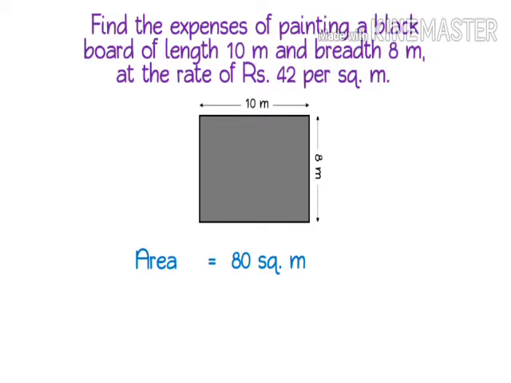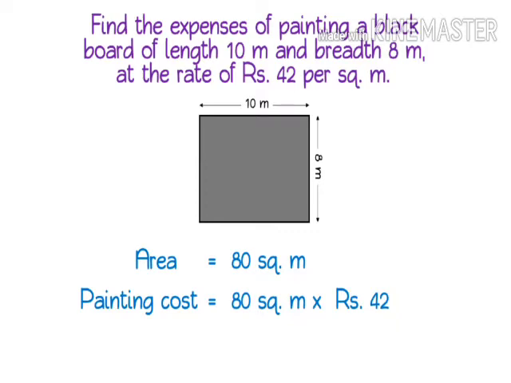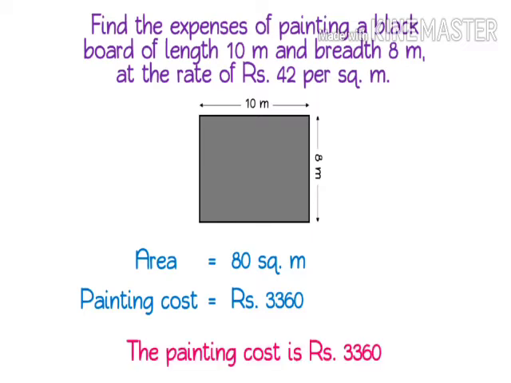We have to find the cost of painting the board. Painting 1 square meter costs rupees 42. So, the cost of painting the board is the area of the board into rupees 42. We put in the values, that is 80 square meters into rupees 42, and get the answer. It costs rupees 3,360 to paint the board. The painting cost is rupees 3,360.